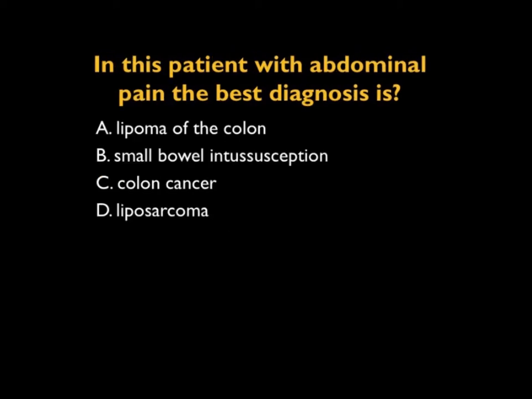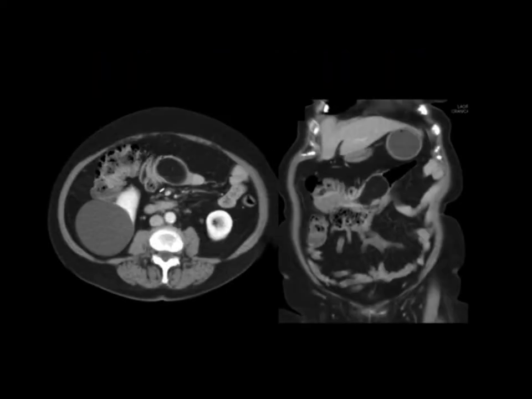This patient has abdominal pain, and I want to know what the best diagnosis is. When you look at the images both from axial and coronal, you see a large fatty tumor. And when you look at all the images, you realize the tumor is actually in the transverse colon. I would have guessed stomach without looking at the images, in the sense that lipomas of the stomach are probably the most common location. But you can see lipomas of the colon. You can see them of the small bowel as well. In this case, it's creating a mass effect.